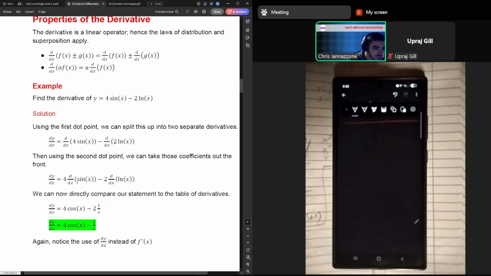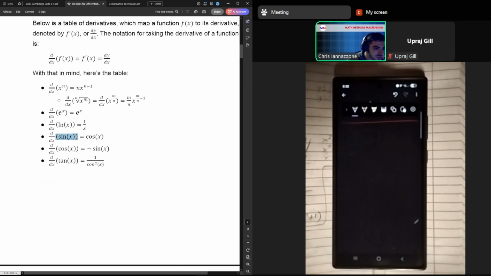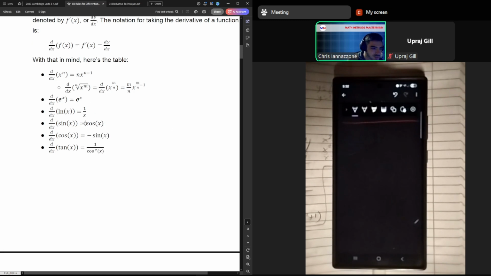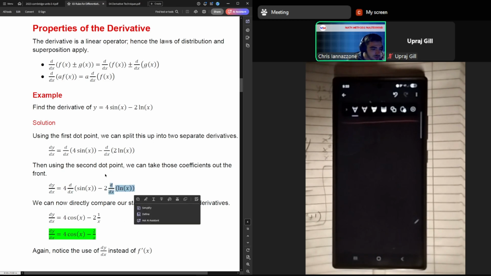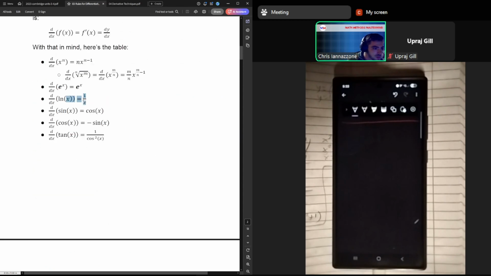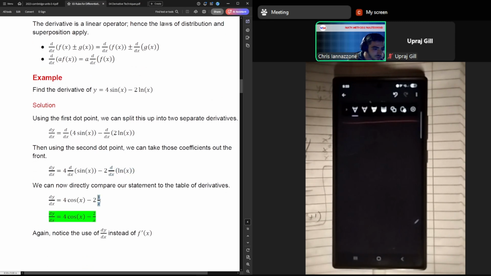As far as how you go from here, when you want to do the derivative of sine x, you can look on your table. You can see d dx of sine x is cos x. So when we go down here, this entire term gets replaced with a cos, and that 4 that was out the front now comes through at the end. Similarly, the derivative of log is 1 over x, and so you replace that d dx of log with a 1 over x, and the 2 comes through at the end. Those are the basics on how you handle derivatives with multiple terms.